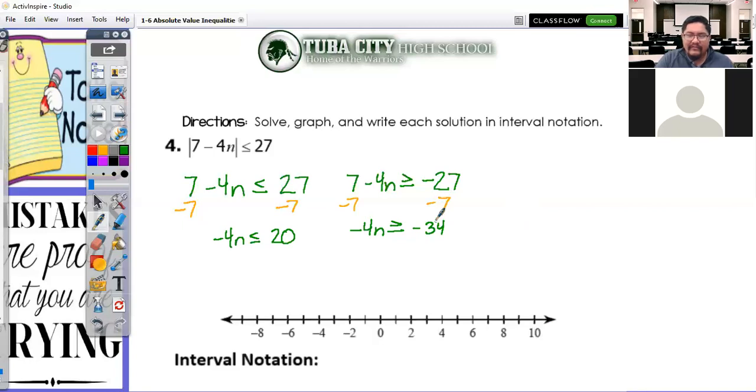So remember, when you have two negatives combining, they don't cancel each other out. They will join forces.